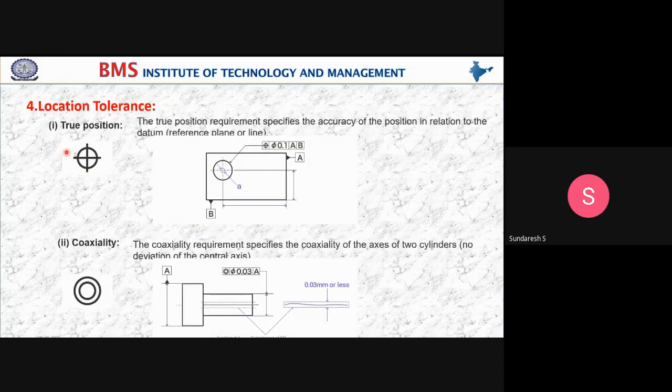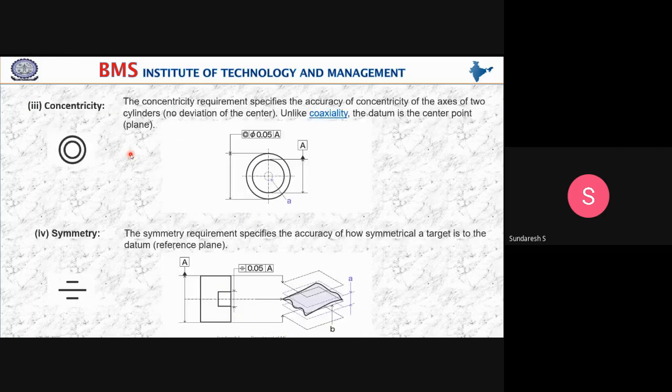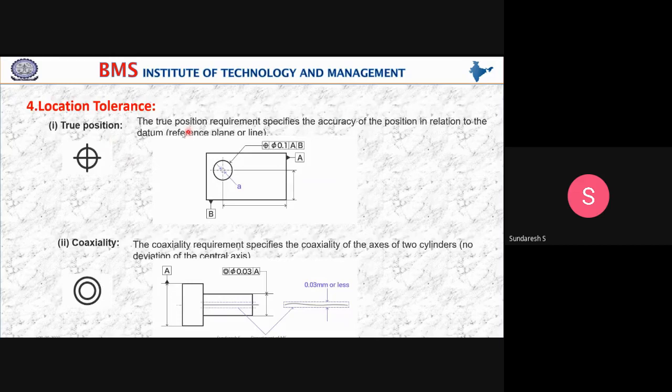And the last one is location tolerances. Sorry, the fourth one is location tolerances, where we have true position. The true position requirement specifies the accuracy of the position in relation to the datum reference planes. Whether it has been positioned exactly there. If A is the datum and B is the datum, these two are the datum surfaces for you. With respect to these two, whether this hole has been centered exactly at this point or not. If not, what allowance can be given for the variation in the position? That is what we call true position. This is the position symbol we use.